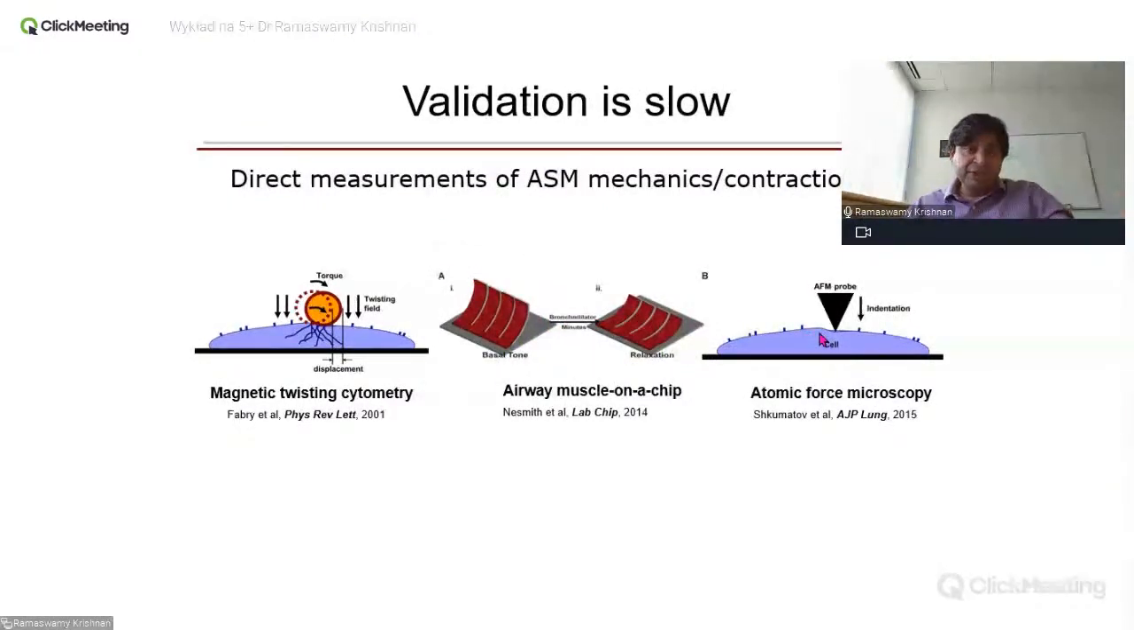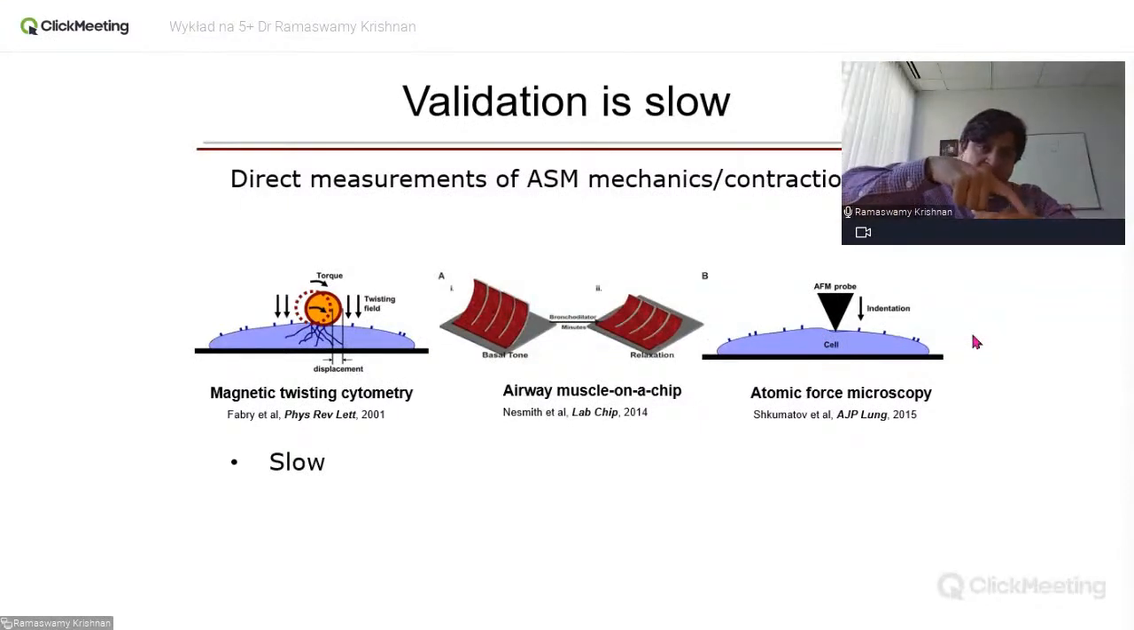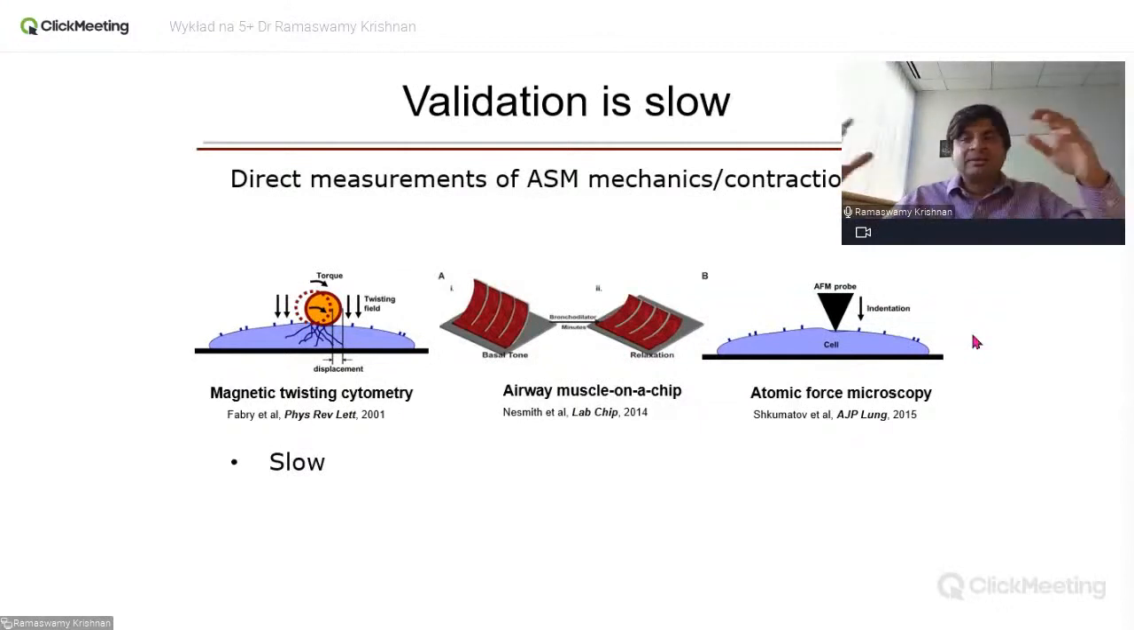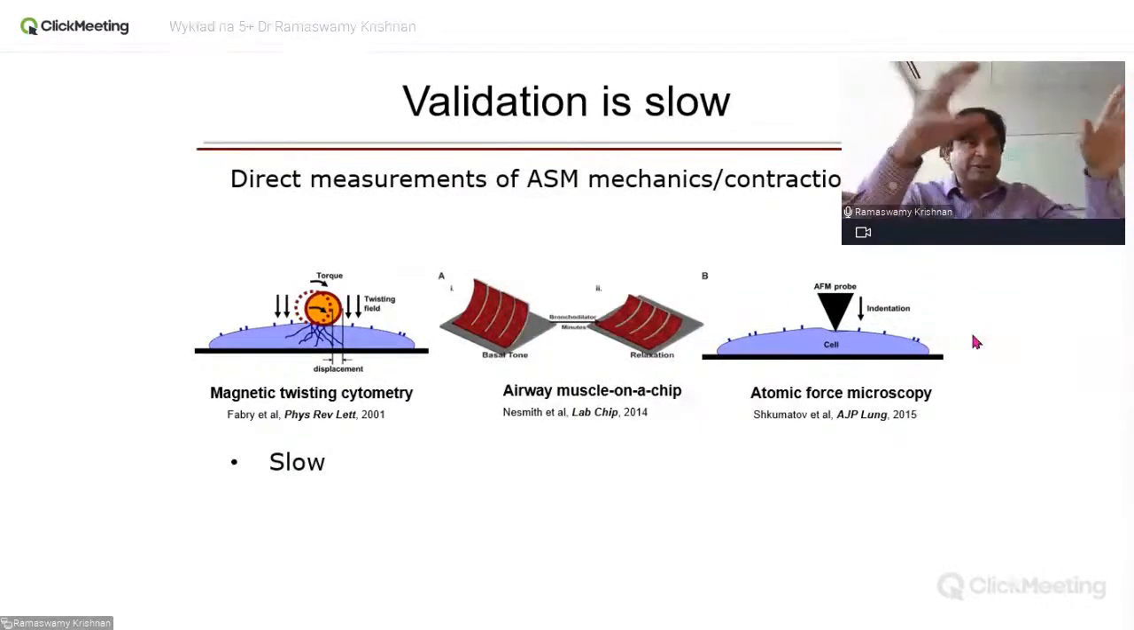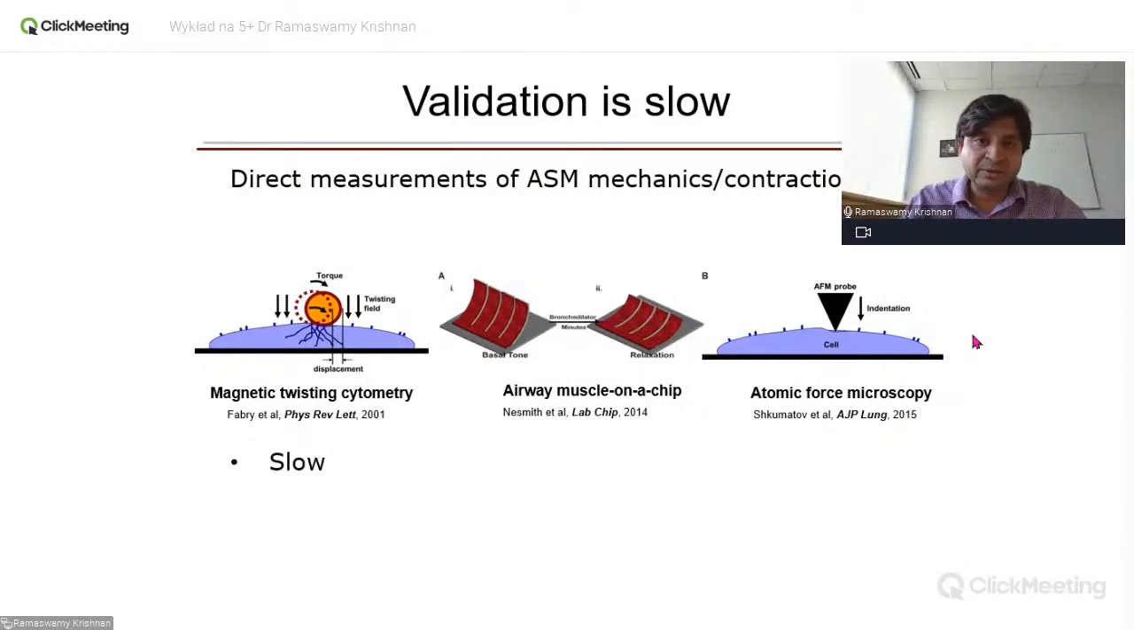Now, we can directly measure contraction, and in my lab and many others, we've had technologies where you can measure airway smooth muscle contraction, and these are three standard methods. The problem is that these methods are slow. This method, called atomic force microscopy, you start with the probe and you go, I mean, that's one cell. If you have 100,000 compounds, can you imagine one cell per treatment? Forget about it. This is not going to get you there.